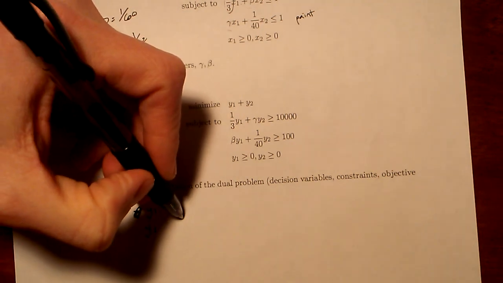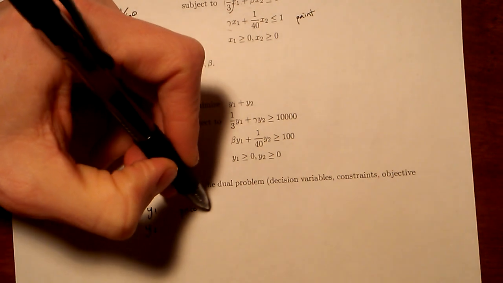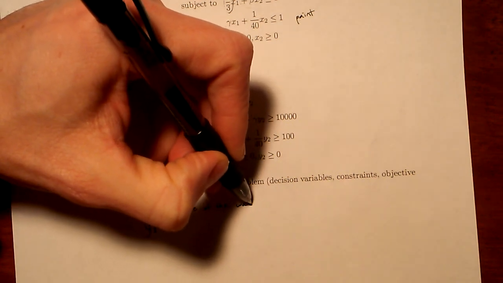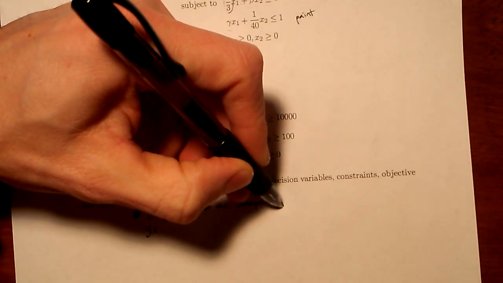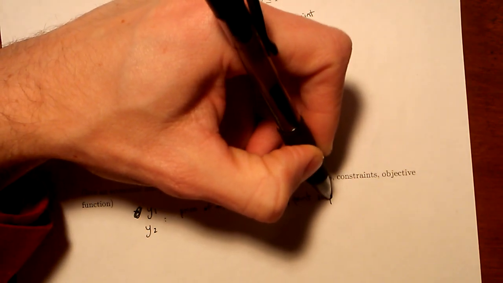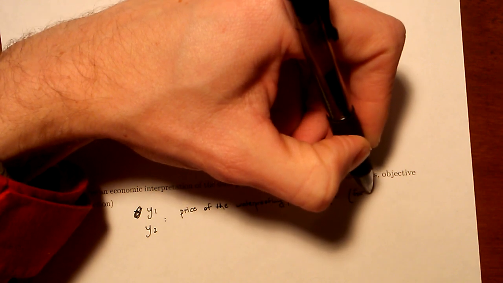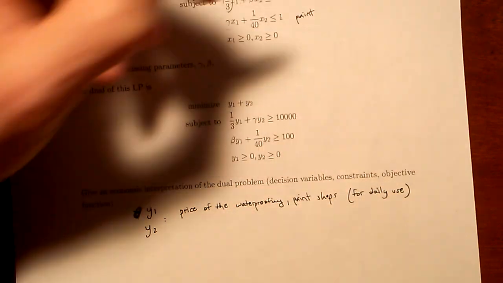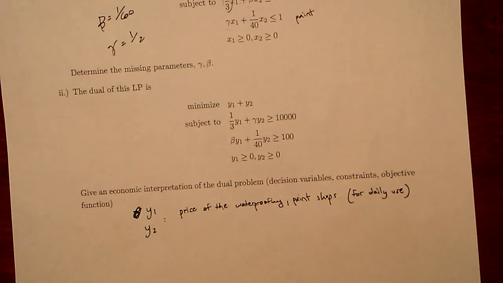Those were decision variables. The interpretation is the price of the waterproofing and paint shops. Actually specifically the price for daily use, because our problem is defined in terms of the capacity of the paint shop and the waterproofing shop per day. So this is like the price for a day's use of the waterproofing or paint shops.